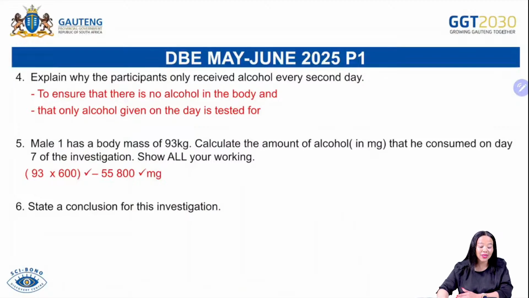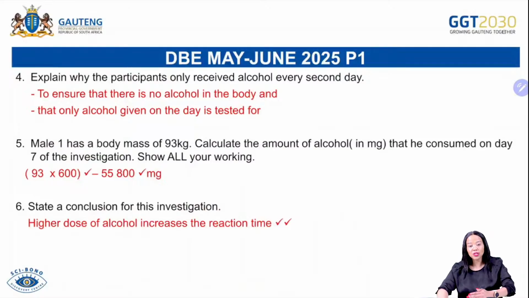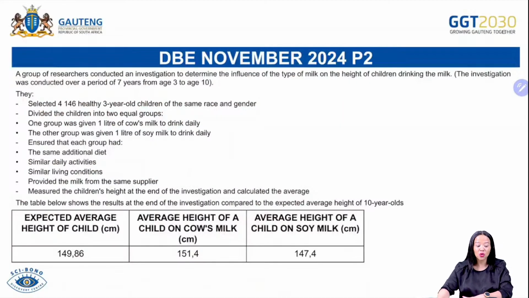So also looking at the data that we were given, what is it that we can conclude on? To say higher dose of alcohol increases the reaction time, because we saw that when the doses of alcohol increases, what happened to the reaction time? The reaction time increased. So basically we're saying the higher the amount of alcohol you are taking, the slower the person will react. Now let's have a look at another investigative question.